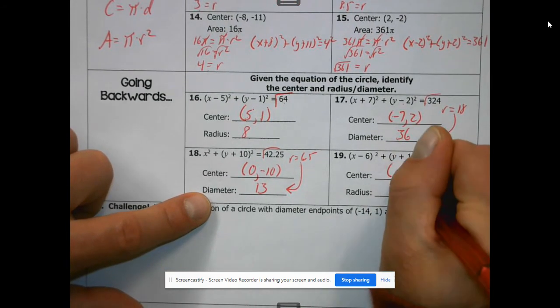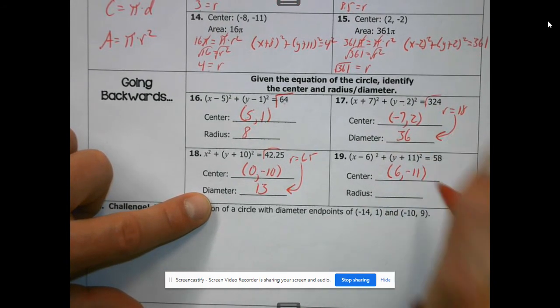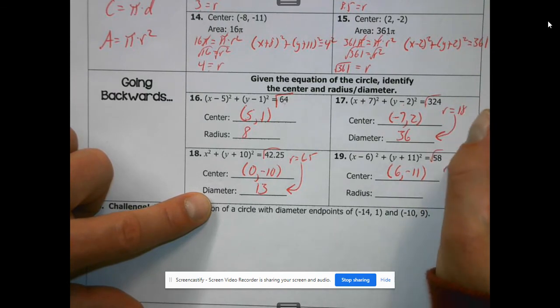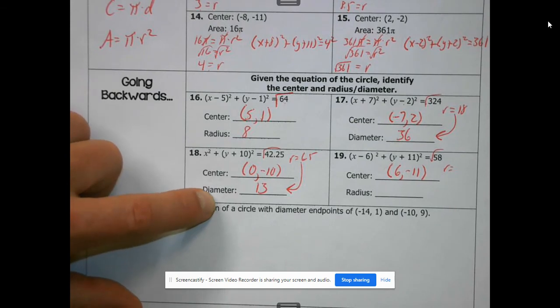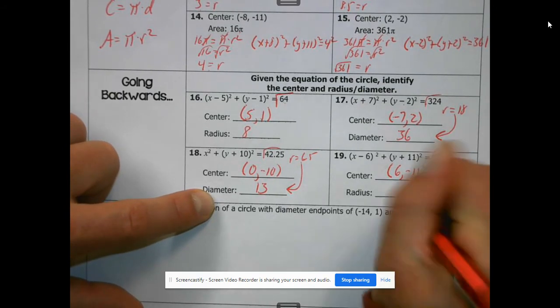19, center would be at 6, -11. Square root that to get radius. Let's see here. Square root 58 is about 7.6.